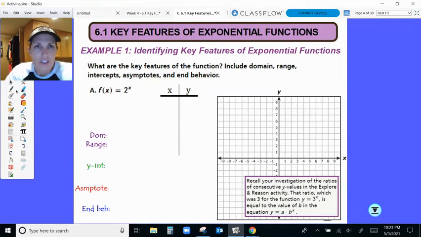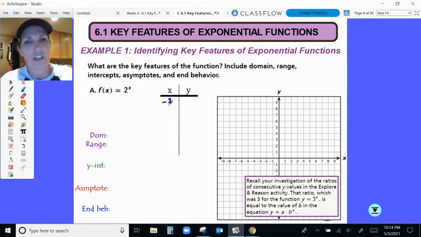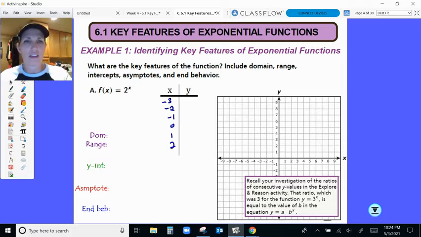Okay. So what are the key features of this function? Include my domain, range, intercepts, asymptotes, and behavior, and so forth. So let's take a look at this graph now. Okay. So we have f of x equals 2 to the x power. So let's do the same thing where we just kind of pick some values, -3, -2, -1, 0, 1, and 2. Okay. 2 to the -3rd power ends up being 1/2 cubed, which is 1/8, right?